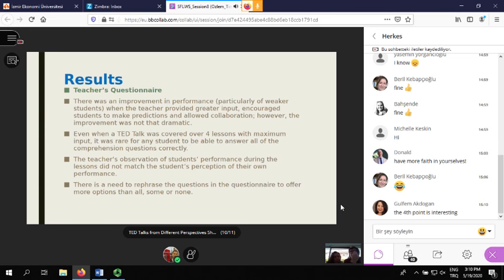If they felt they were able to actually answer all of the questions, we did not see any evidence of that when we were actually able to observe them. If they felt they had participated fully, again, we didn't always see that information matching up. There's definitely a need to rephrase the questions in the questionnaire. I needed to offer more options. We needed to offer more options than all, some, or none for their levels of understanding. This some ended up being a very wide category and didn't really give us as much feedback as we'd actually like.